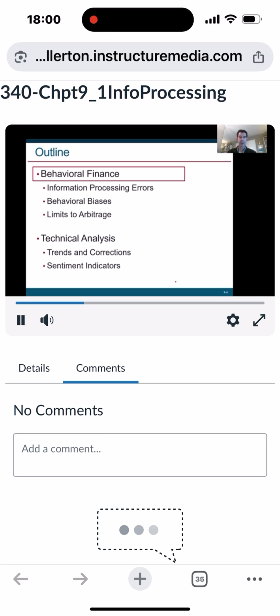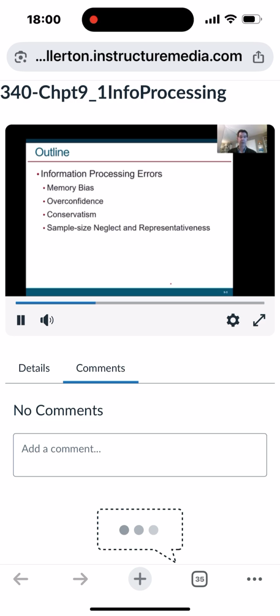And in this first part, what I'm going to do is talk about so-called information processing errors. Again, this came out of psychology, and they basically do tests on people where they give them new information, and they see that people tend to have certain biases in the way they make new decisions, and that should potentially show up in financial markets. So let's talk about some of those. The ones that we're going to talk about here are the memory bias, overconfidence, conservatism, sample size neglect, and representativeness.